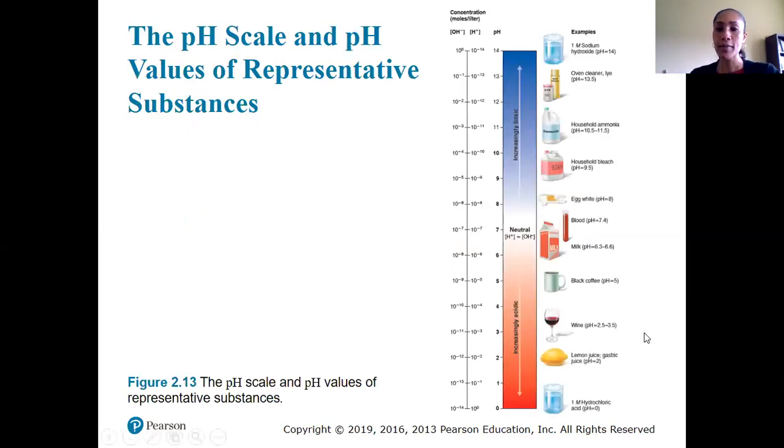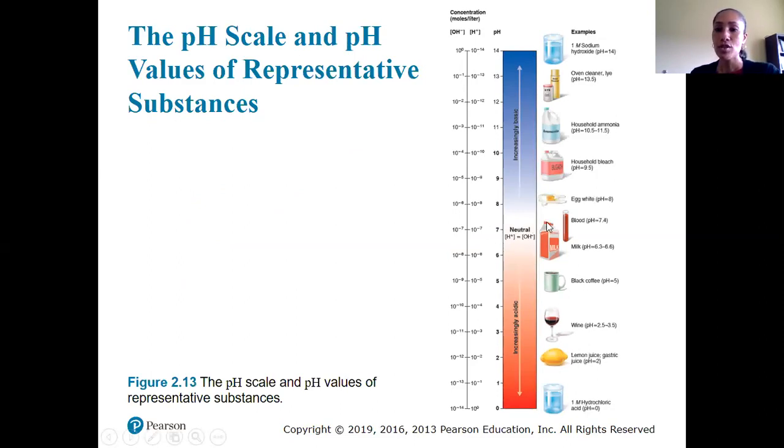Here we have an example of our pH scale. The closer a substance is to 0, the more acidic it is. So for instance, black coffee is going to be less acidic than hydrochloric acid. Lemon juice is going to be more acidic than HCl as well.